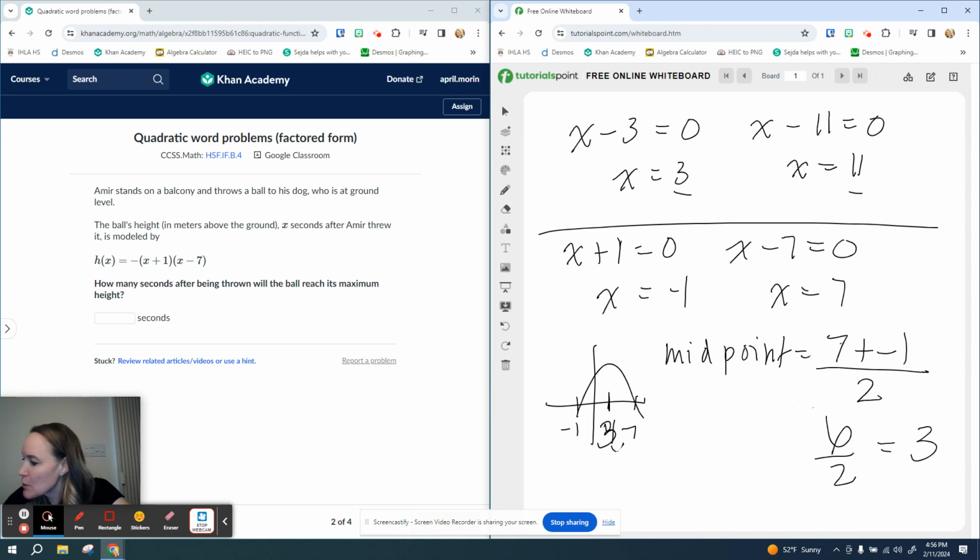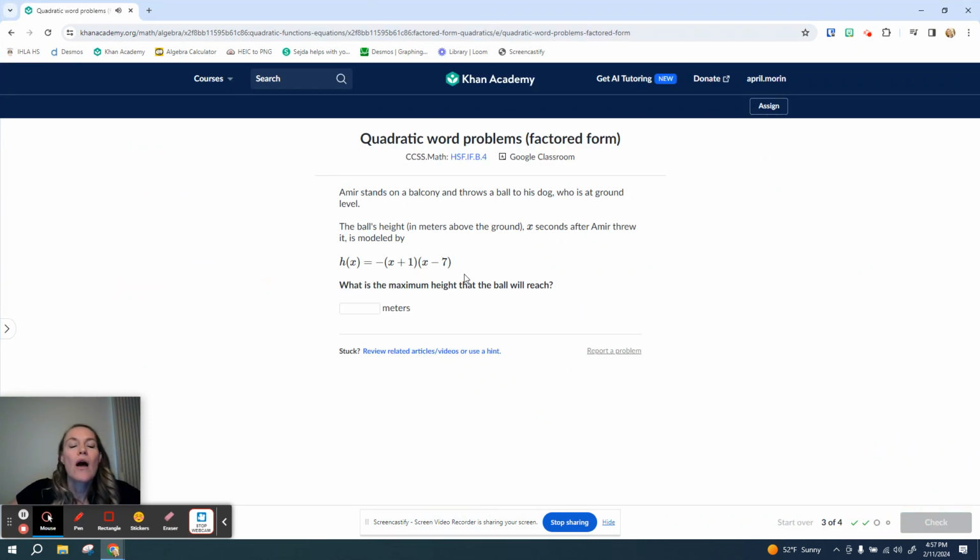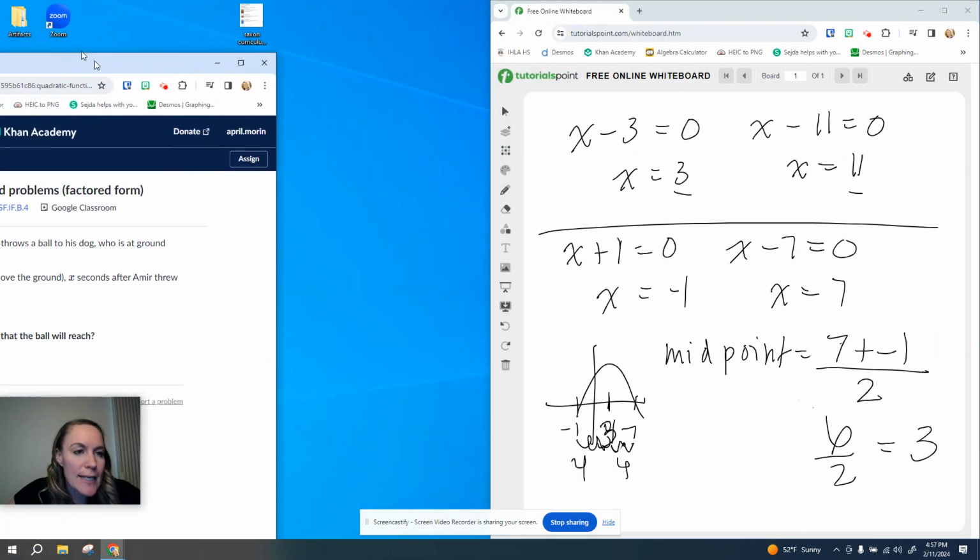And that makes sense because this is 1, 2, 3. That's 4 counts in that way, and this is 4 counts in that direction. So the midpoint is 3. So it's going to be 3. Okay, let's see. Yes. Okay. Maximum height. Again, I'm looking for that midpoint again.